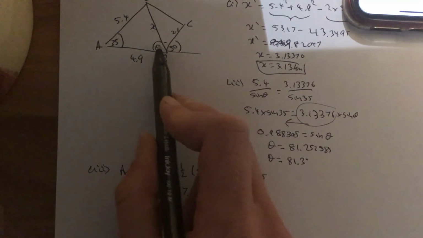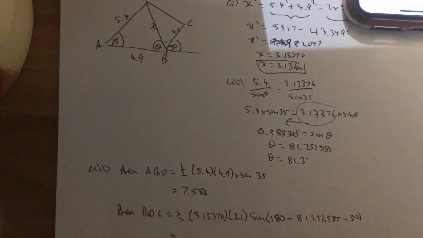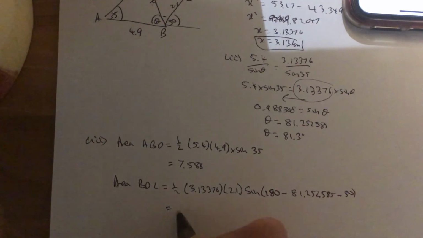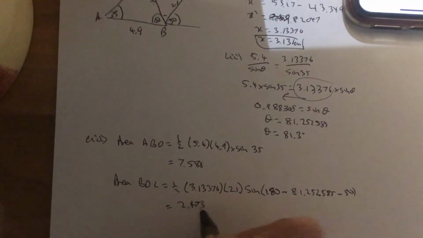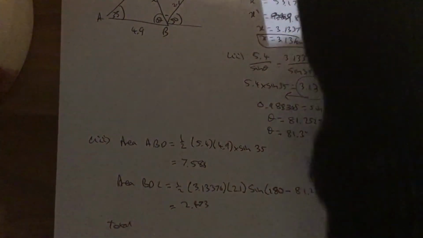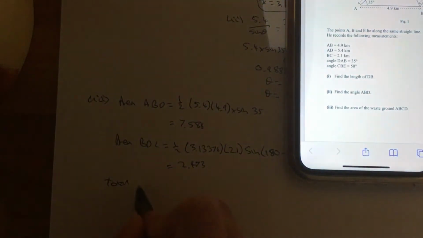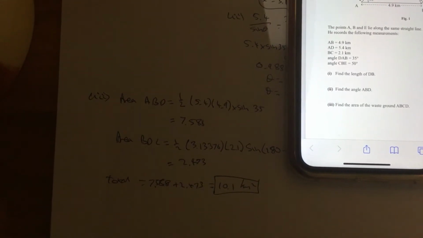To get the angle, it's 180 minus those two. So sine of 180 minus 81.252585 minus 50. And that all works out to give you 2.473. And then the total area is those two added together. So the total is 7.588 plus 2.473 to give you 10.1 kilometers squared to three significant figures.